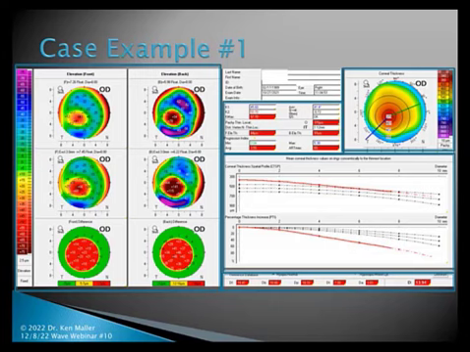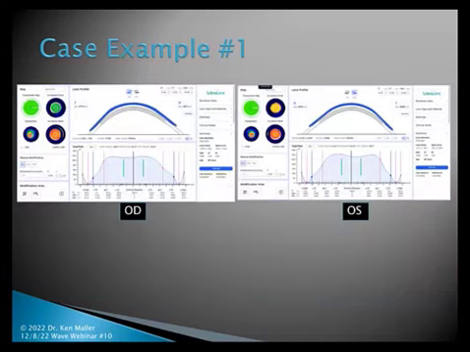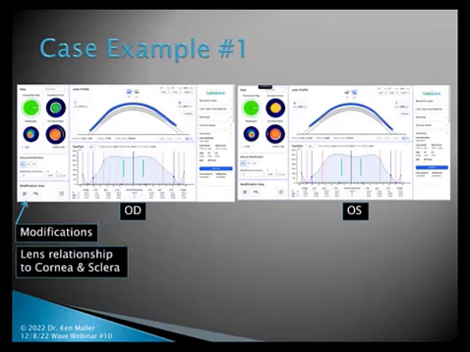So here are the wave lenses that I did for this particular patient, and I just want to give you a breakdown of what we're seeing here on the screen. That's the modification area where you would design up the lens. We could see the lens relationship to the cornea and sclera. The blue arc is the lens. The gray and white arc is the cornea and sclera, and those are not just pictures, they're actually being created as a model from the data that was captured by the Pentacam, with the gray being the cornea and the white being the sclera.